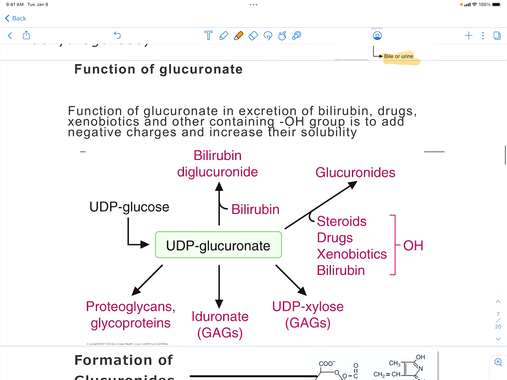So here's an example of what UDP glucuronate can do. UDP glucuronate can bind to different xenobiotics, steroids, drugs, bilirubin, and become glucuronides and then be excreted. It can be used to make bilirubin diglucuronide, again to be excreted. It's going to be able to generate proteoglycans, glycosylate proteins. It's going to be important in iduronate, which is going to make, again, glycosaminoglycans, these GAGs. UDP xylose, again, is important for glycosaminoglycans, or making GAGs.